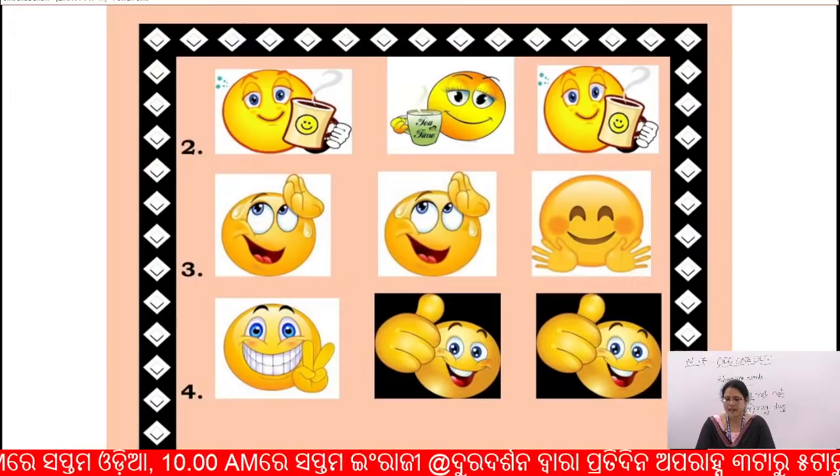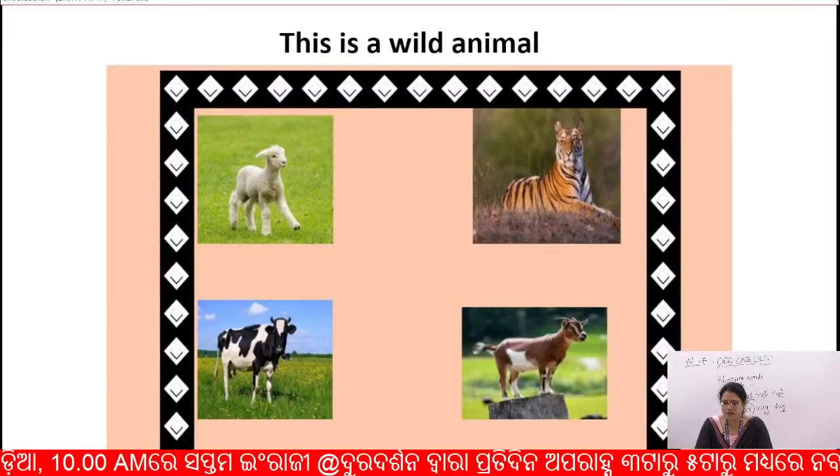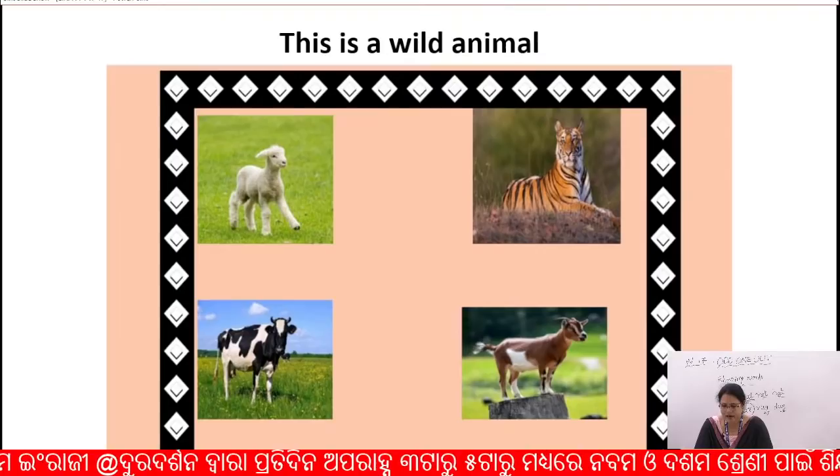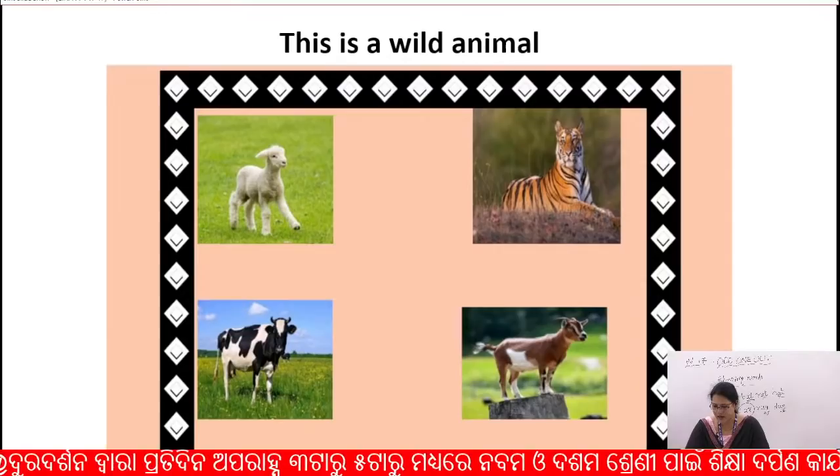And in the next one, students, in your book there is a clue. This is a wild animal. Again, we have done many examples here. So, this is a wild animal. Find out the wild animal. Yes, the tiger is different because it is a wild animal. So, pick that odd one out.